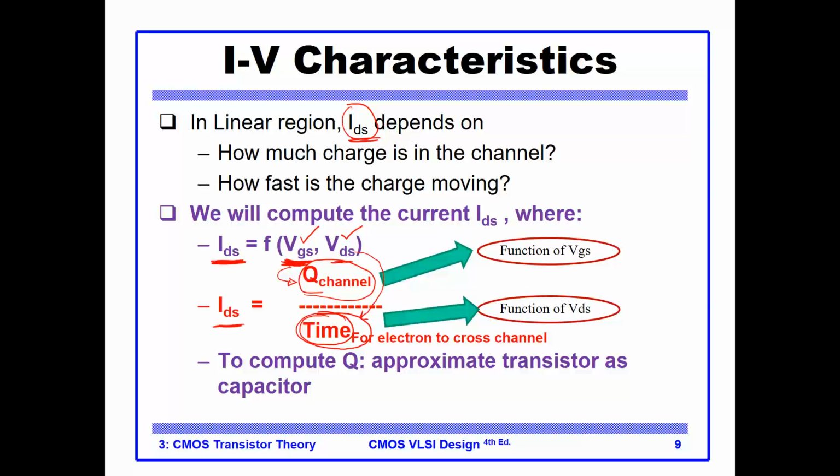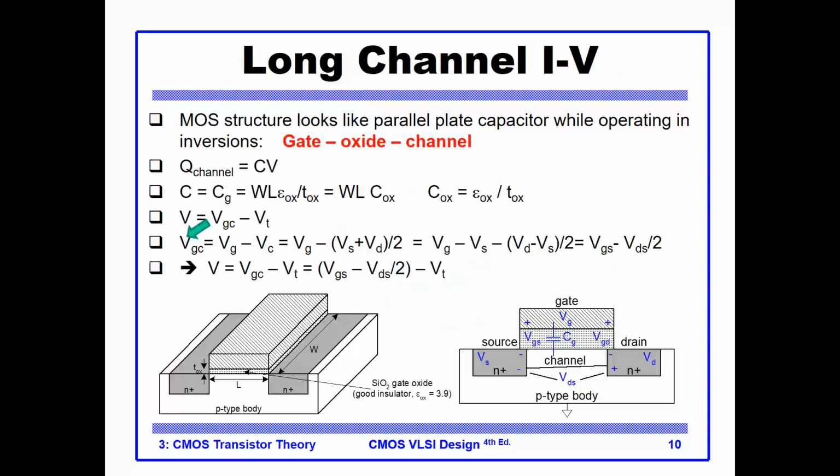Now it's important to understand that the voltage on the gate is what forms the charges in the channel. And the voltage between the drain and the source is what pushes those charges, the electrons, from the source to the drain. Okay, so let's try to estimate this relationship. Well, first of all, what we want to do is to estimate the charges in the channel.